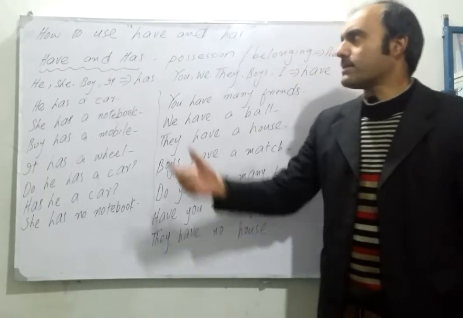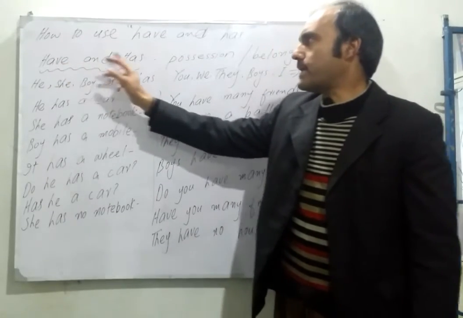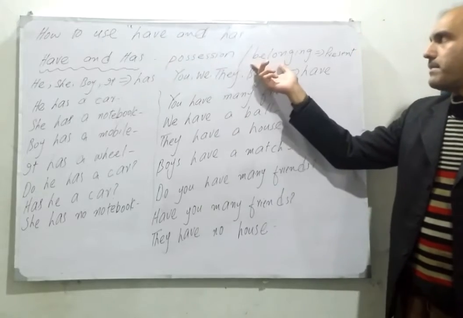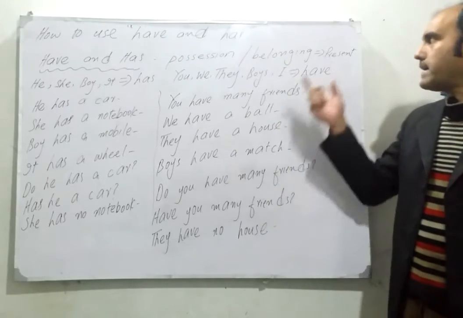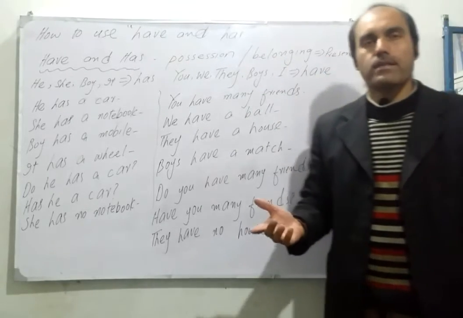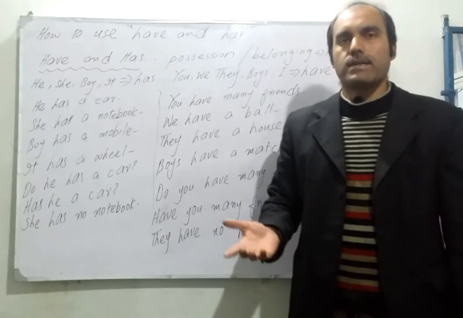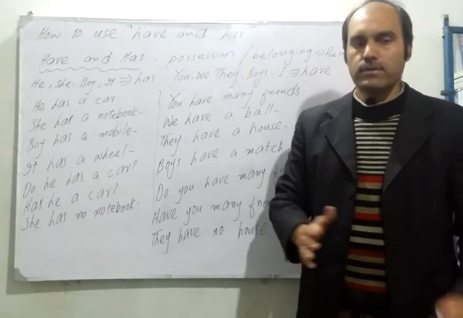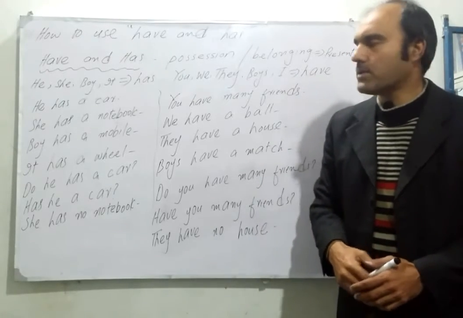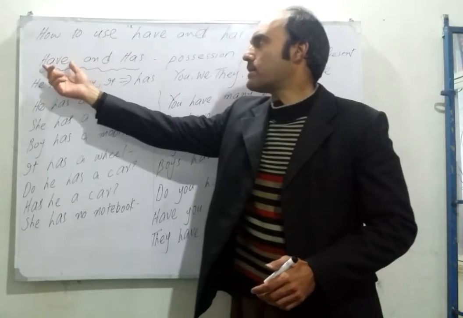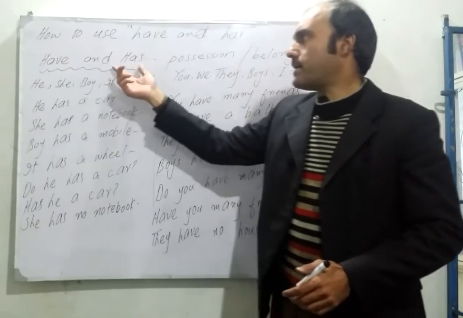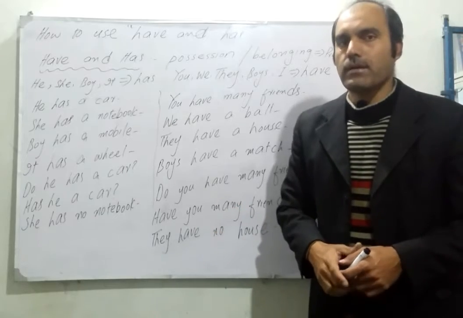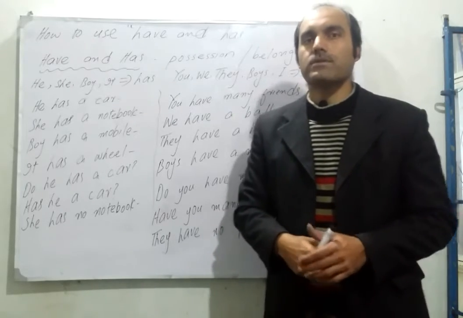So it means that you can use these two words, have and has, for position, for belonging, for ownership, and present time. When you hold something, or something is in your position, or something belongs to you right now in present time, then you can use these two words, have and has. Now the thing is how to use them, where to use has and where to use have.